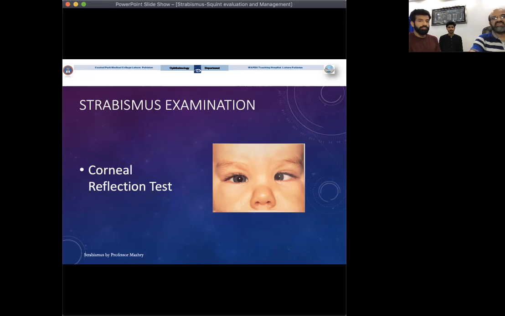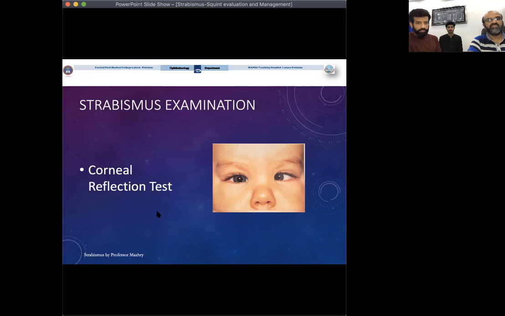So this was the corneal reflection test. As you see here in this slide, the reflection is right in the center in one eye, and in the other eye, the eye is deviated in, and the reflection is clear between the pupil and the center of the cornea.